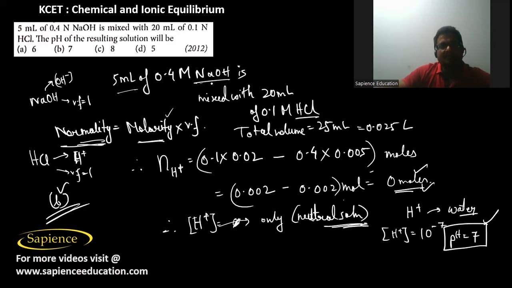Since here what is happening, this amount of NaOH is completely neutralizing this amount of HCl. So the H plus ion which is obtained from the water only, that only we have to consider. So pH will be 7, since it is a neutral solution.